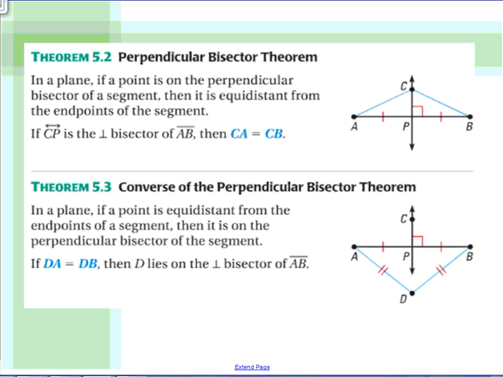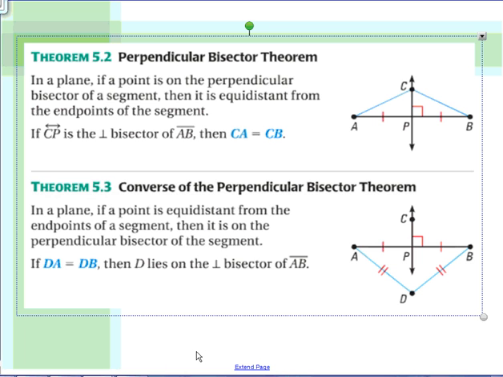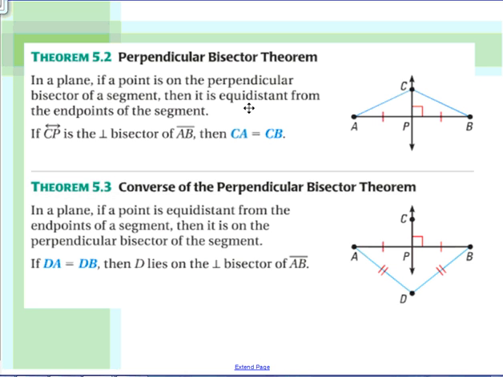All right, now we have two theorems in this chapter that we're going to be going over. We have Theorem 5.2, which is the perpendicular bisector theorem, which states in a plane, if a point is on the perpendicular bisector of a segment, then it is equal distance from the endpoints of the segment. So for example, in this picture, if CP is the perpendicular bisector of AB, then CA is equal to CB. So these two now become congruent.